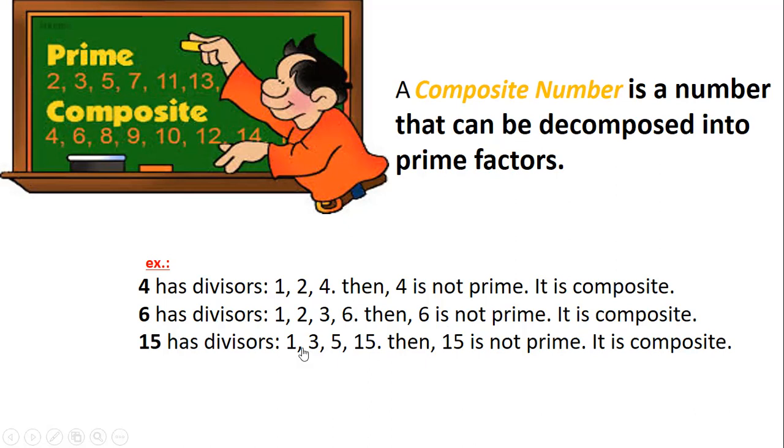15 has as divisors 1, 3, 5, and 15. Then 15 is not prime, it is composite. So 15 divided by 1 is 15. We cannot divide 15 by 2. 15 divided by 3 is 5. We cannot divide 15 by 4. 15 divided by 5 is 3. It cannot be divisible by 6, 7, 8, 9, 10, 11, 12, 13, 14. So 15 divided by 15 is 1. So it has how many divisors? It has 4 divisors. Then 15 is not a prime number, it is a composite number.